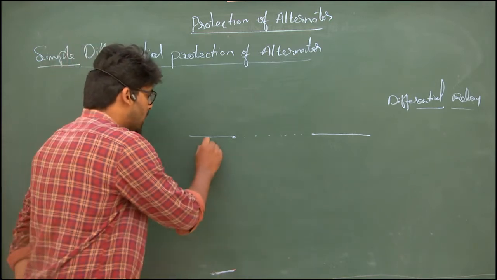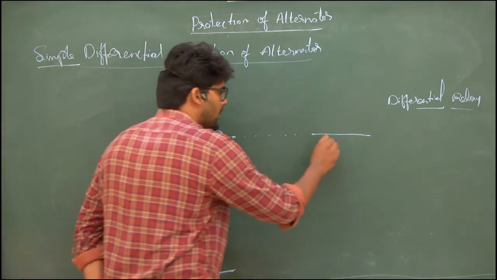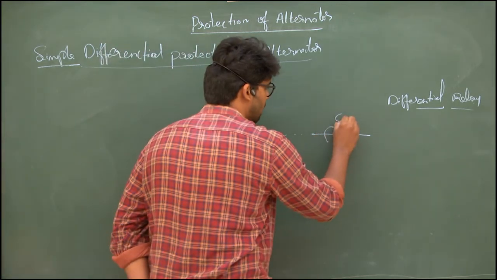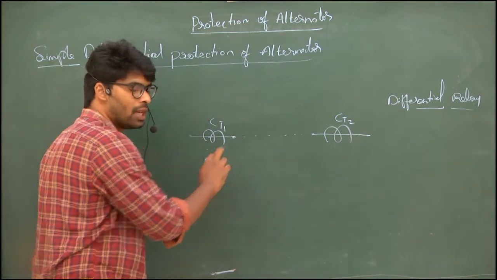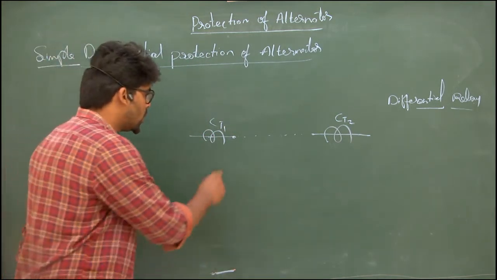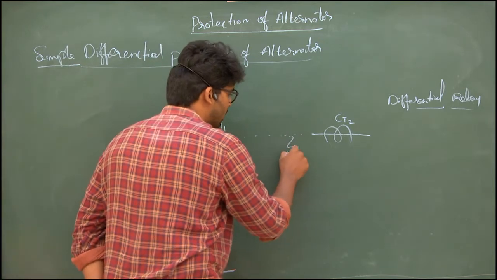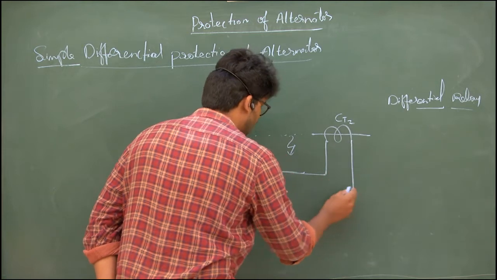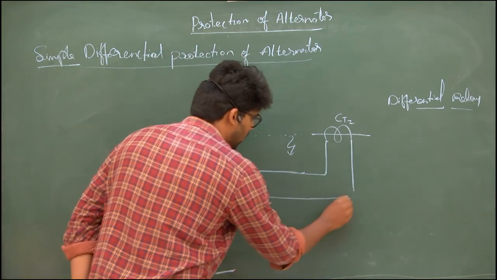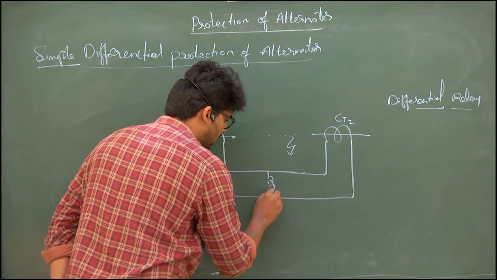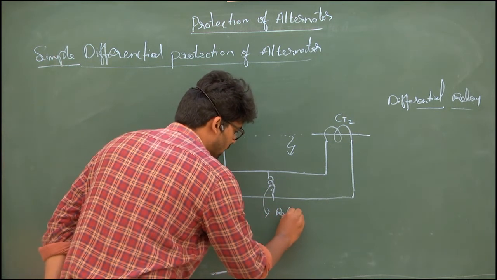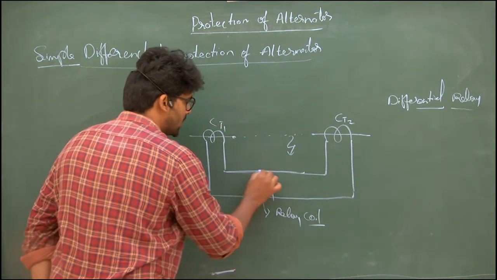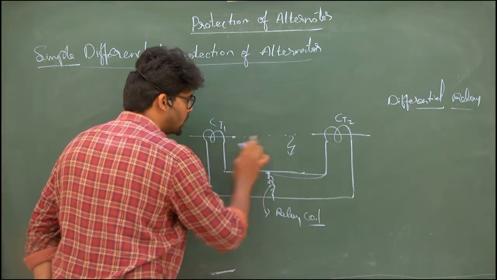To understand this differential protection, we keep two CTs, CT1 and CT2. I'm assuming one phase in an alternator, for example. If any fault occurs in between these, the differential relay needs to operate, so it will be placed between them. This is a relay coil, we'll say.